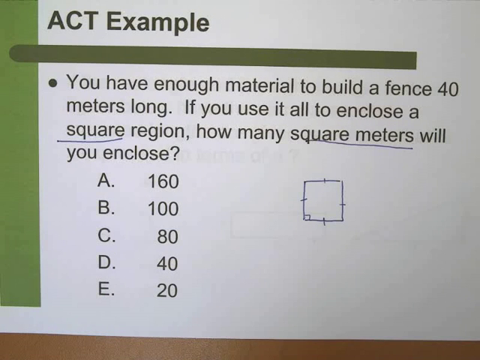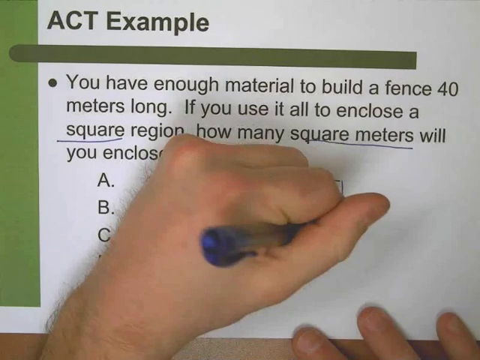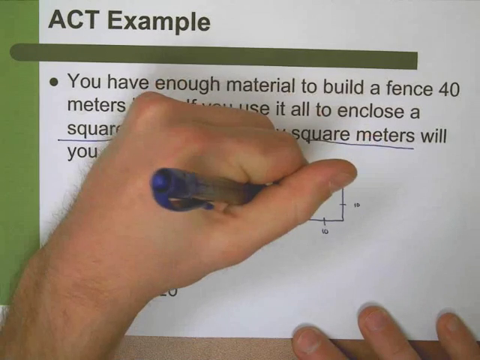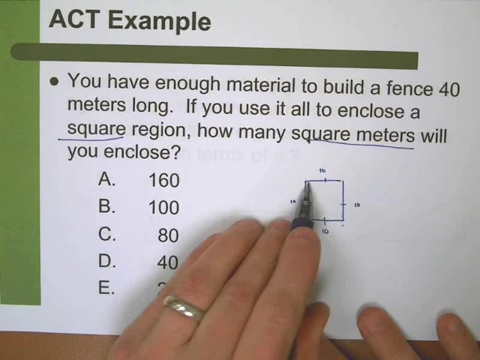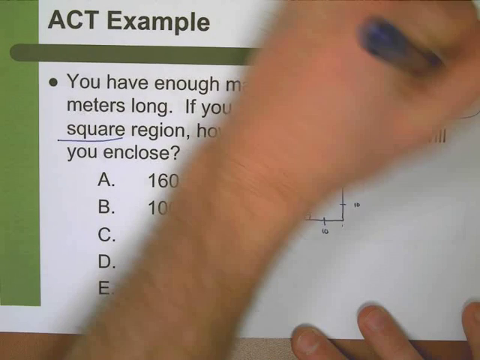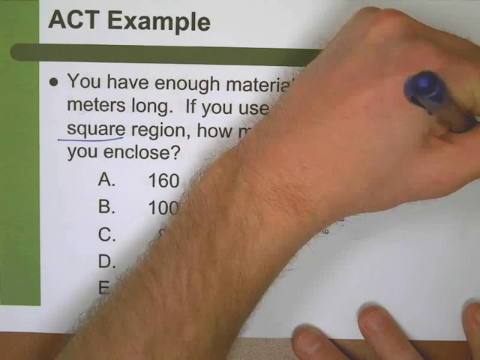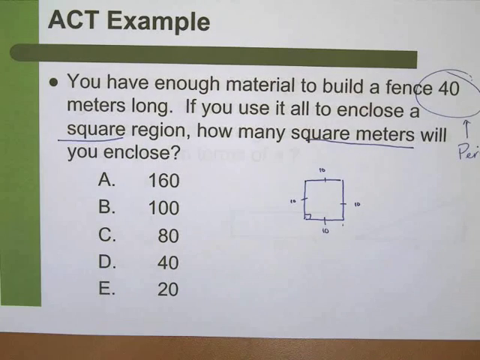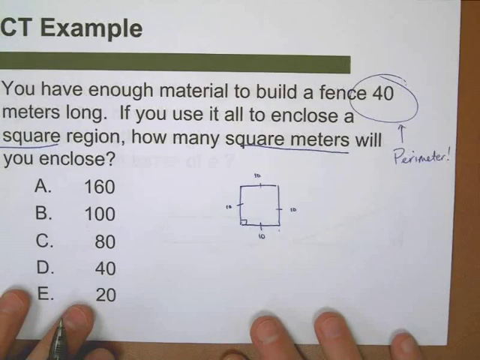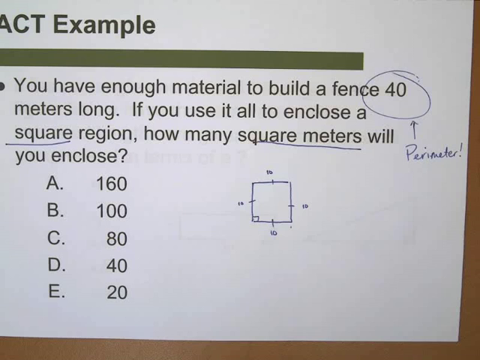If it was 40 meters of fencing that I had available, it looks like I would need 10 meters on each side, right? That would be 10, 20, 30, 40. In other words, this number here is really a perimeter. The 40 meters is how much fencing I have. That's a perimeter, right? So the question is, how many square meters will I enclose?